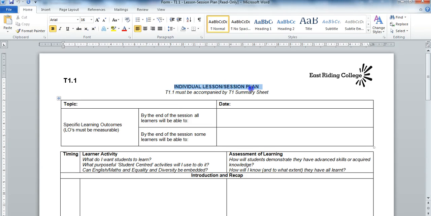The T1.1 document will generally suit classroom theory sessions, although it might be used for other learning environments. Teachers and assessors need to write one of these for every session, but the generic information will be found on the T1 summary sheet, which must also be present at the session.